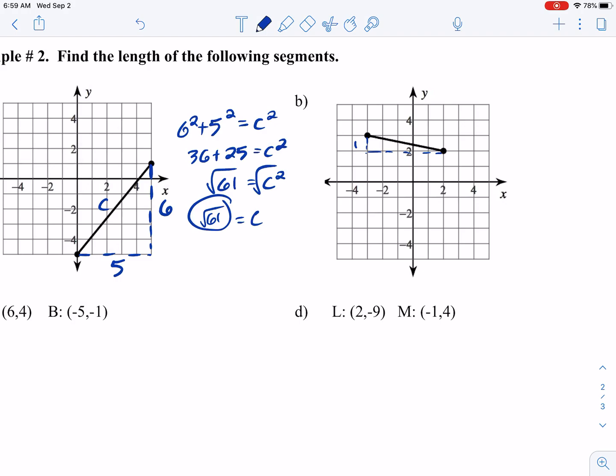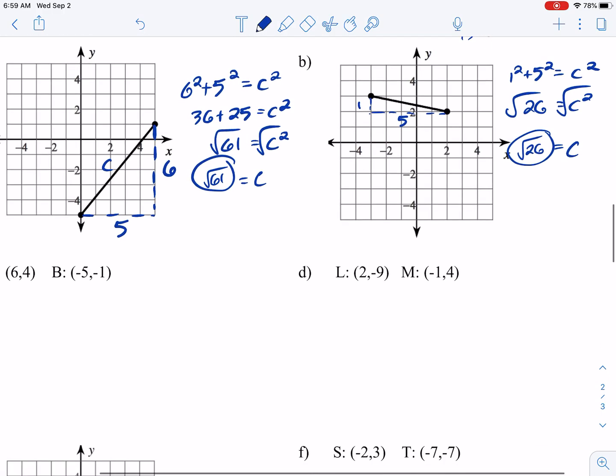Should have had a length of 1, a length of 5. 1 squared plus 5 squared equals c squared. 26 equals c squared. Check to see if there's any factors of 26 that would work. 13 and 2. 13 and 2 are both prime factors, so we can't simplify it at all. We leave it as root 26.